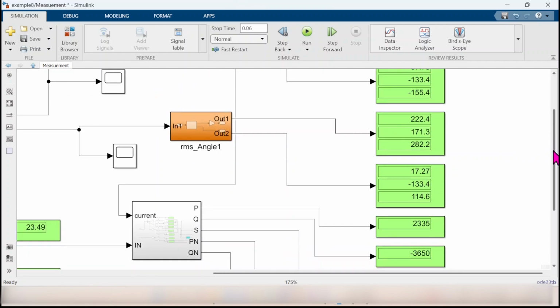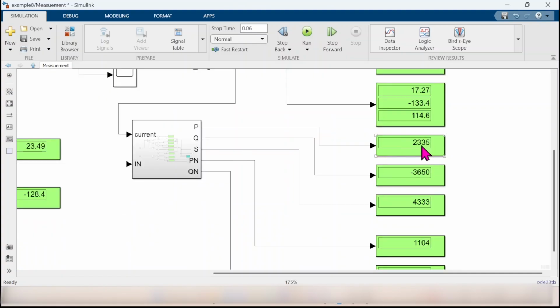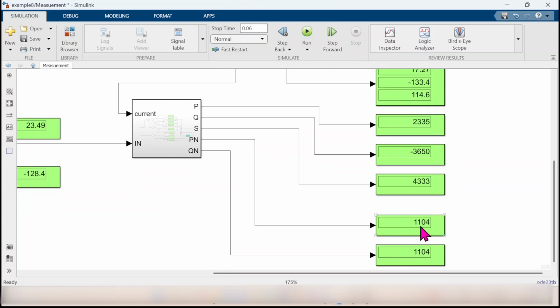What about these voltages? What are these voltages? We said that the supply voltage is balanced. That one is the load voltage. For example, the voltage 222.4 is VA minus V capital N. So the power is calculated here as 2.35 kilowatt, that one for the phases, minus 3.65 kilovar, 4.3 kilovolt ampere, and that one is the power lost in the feeder. We have 1.1 kilowatt and 1.1 kilovar.